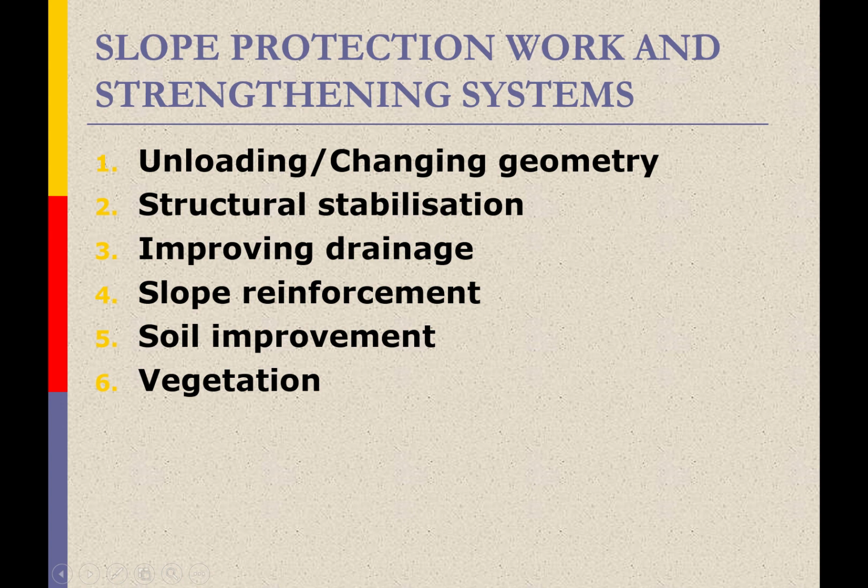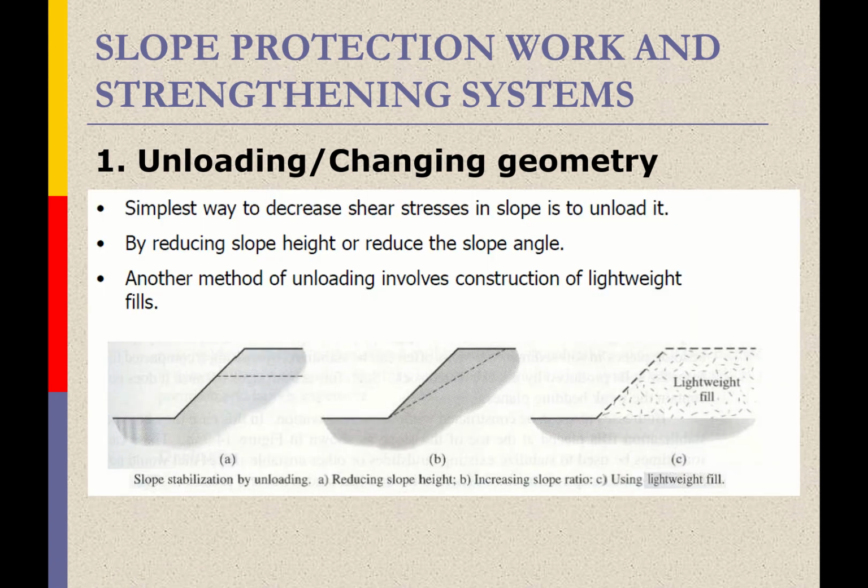So instead of having a very steep slope, you might want to change the angle of the slope so that we don't have that kind of steepness in terms of the slope angle. And then we can use structural stabilization, improving drainage, slope reinforcement, soil improvement, and vegetation. You can explain how we want to use unloading and changing geometry.